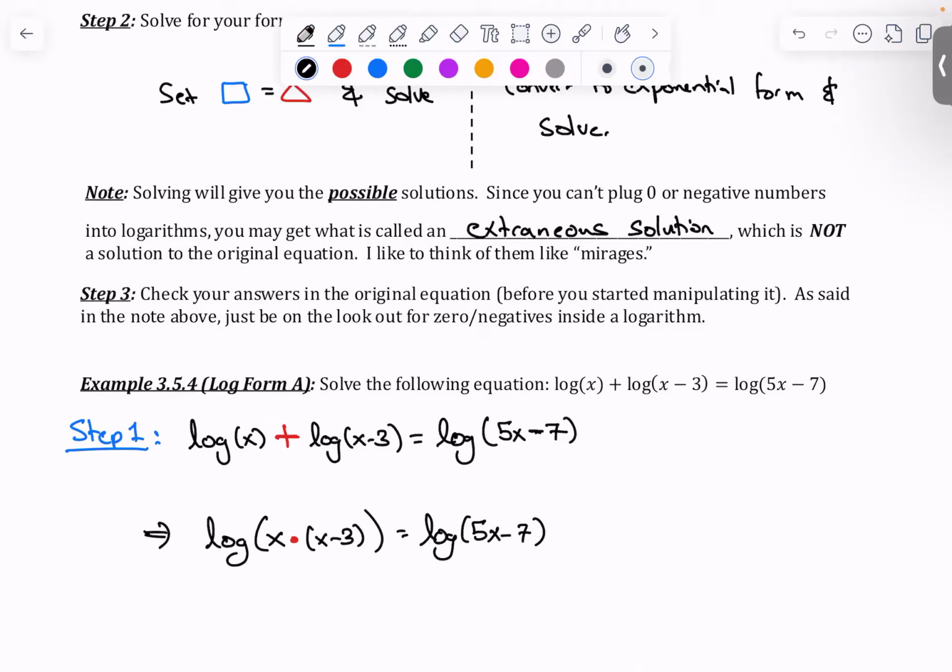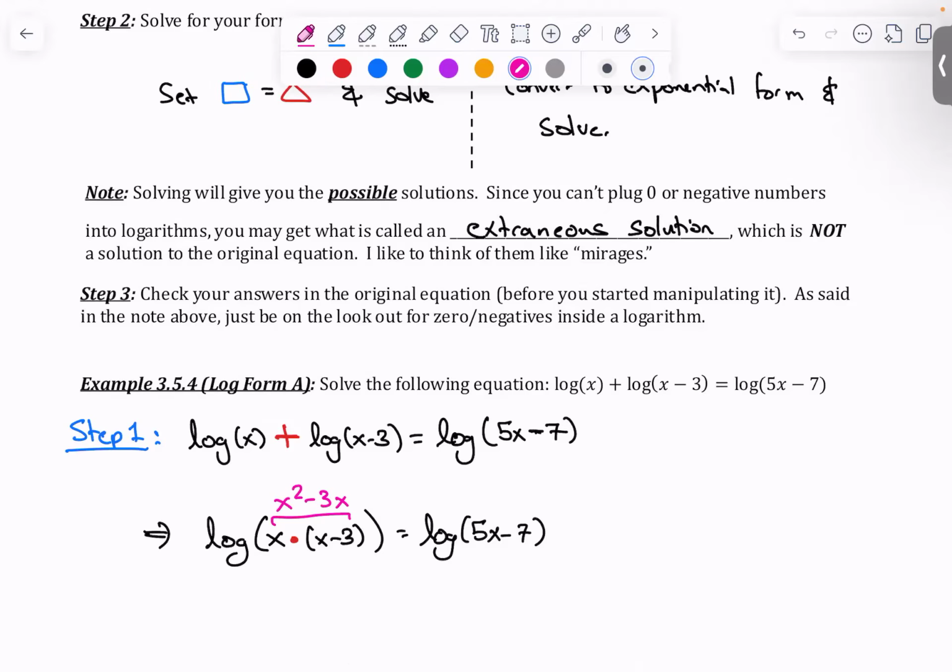Addition on the outside of logarithms becomes multiplication on the inside of a logarithm. And x times x minus 3, well, that's going to be x squared minus 3x. So now we have it in the format of log base 10, because it's common log, equals the same common log of something else. So we are in form A.